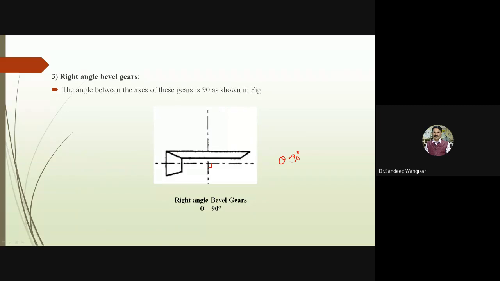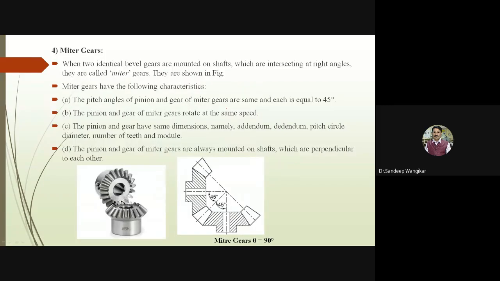So here the very important words that I am highlighting are two identical bevel gears. When two identical bevel gears are mounted on shafts and they are intersecting at right angles, then it is called a miter gear. Very, very important. The miter gear has the following characteristics.